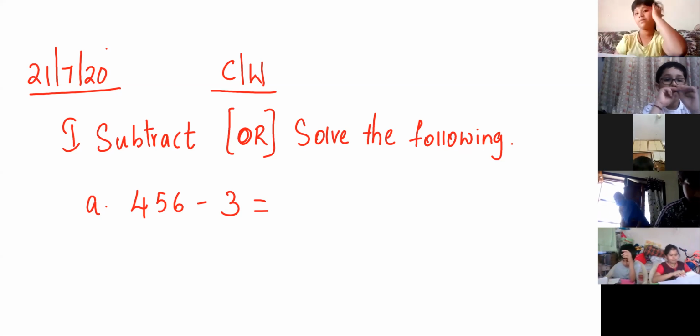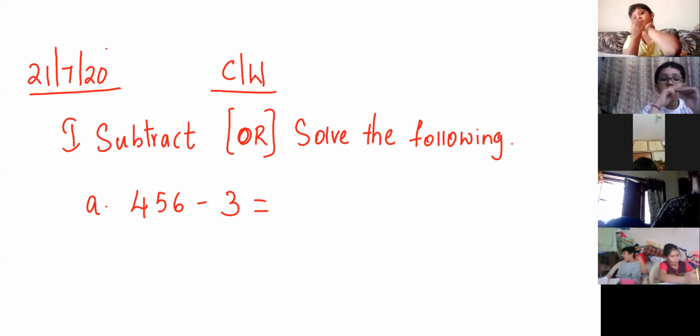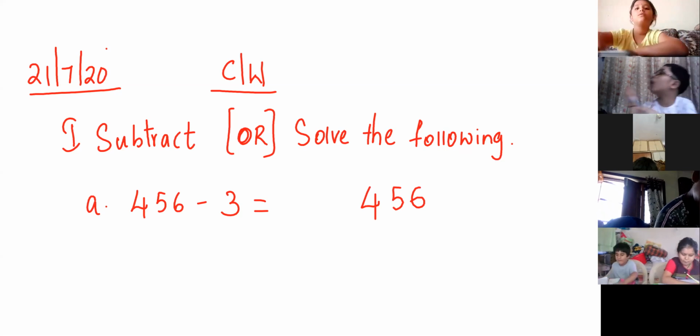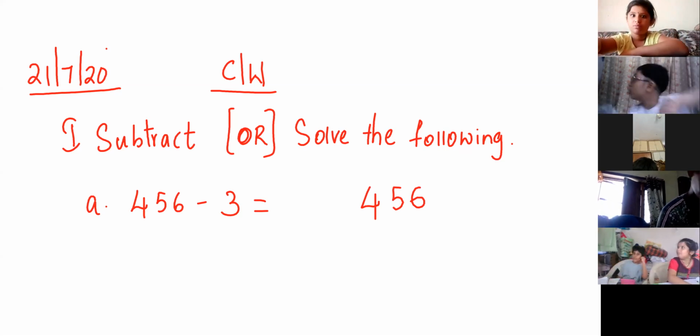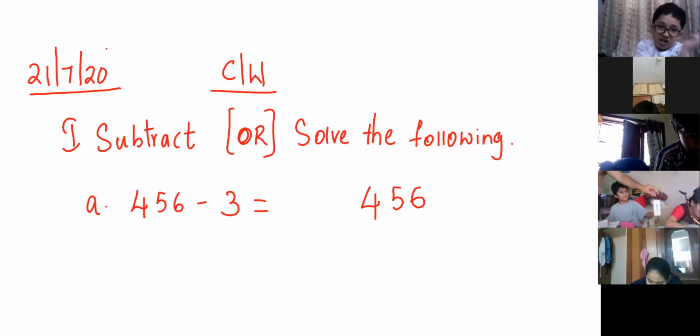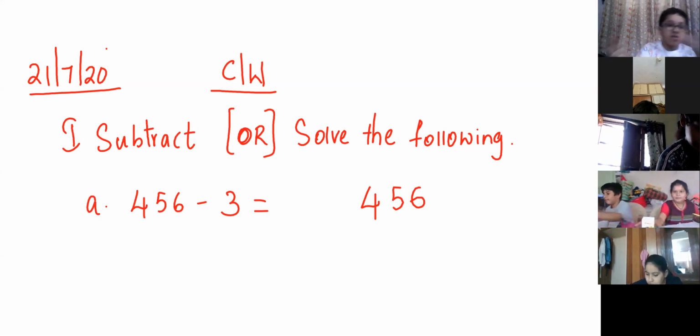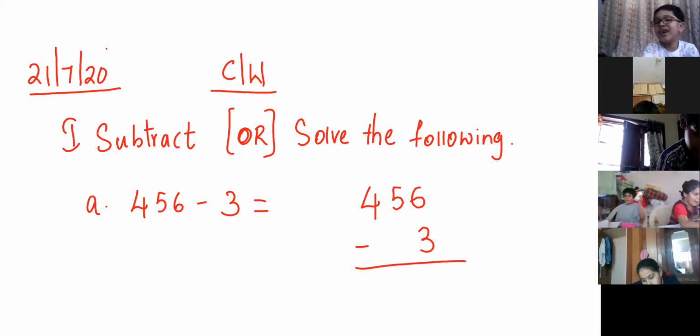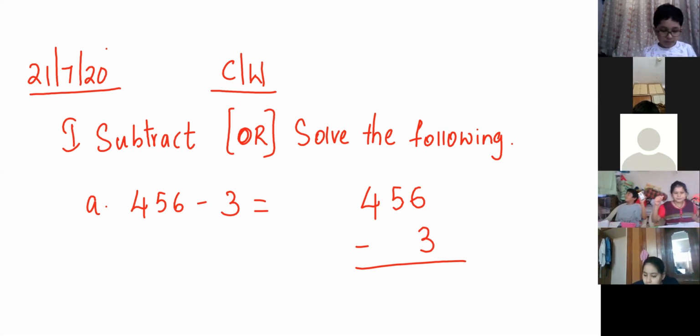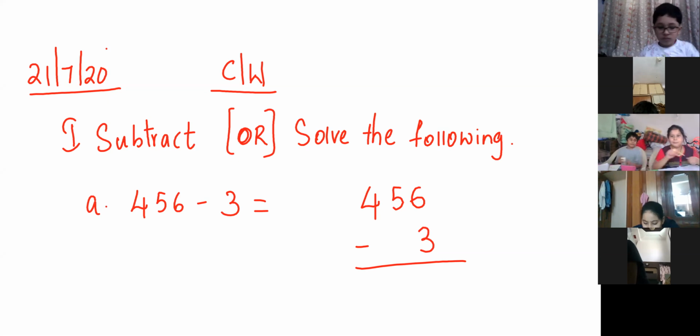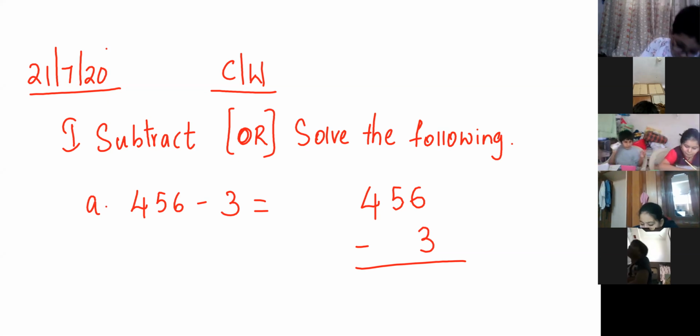Okay, here 456 minus 3 is there. How do you have to subtract 3 from 456? You have to place 3 under the ones place only and start subtracting. It is very easy to subtract, right children? Here there is no need to regroup or anything else. So you just have to subtract, starting from the ones place onwards.